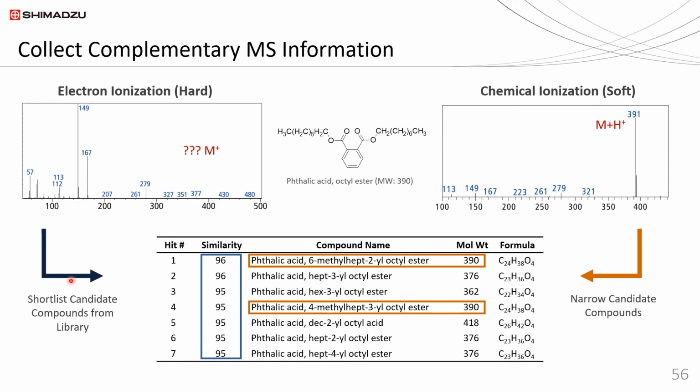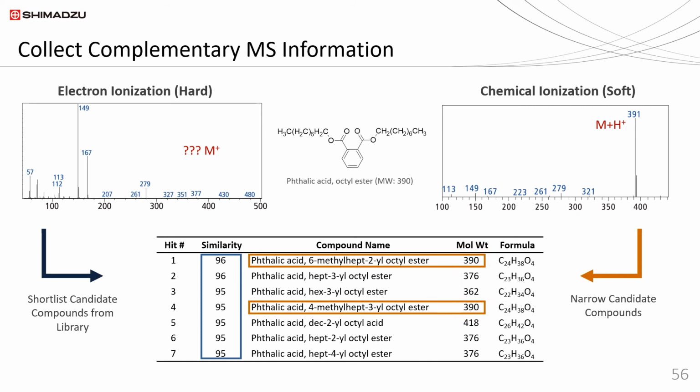Attempts to identify the compound by library match are also futile as other phthalic acids have similar fragmentation patterns, hence providing high similarity scores, which makes it very hard to decide which is the correct sample that I've been analyzing. However, with soft chemical ionization, the mass spectrum provides molecular weight information of the compound. In this case, a peak at 391 corresponding to the M plus H ion of the phthalic acid octyl ester is visible.